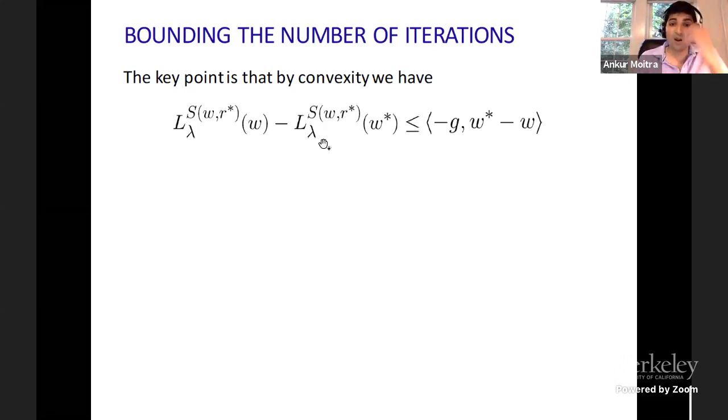And so when we have a large left-hand side, that means that somehow when we're playing the strategy W against something that looks like the gradient, we're doing a lot worse than we could have done in hindsight if we had just played W star.